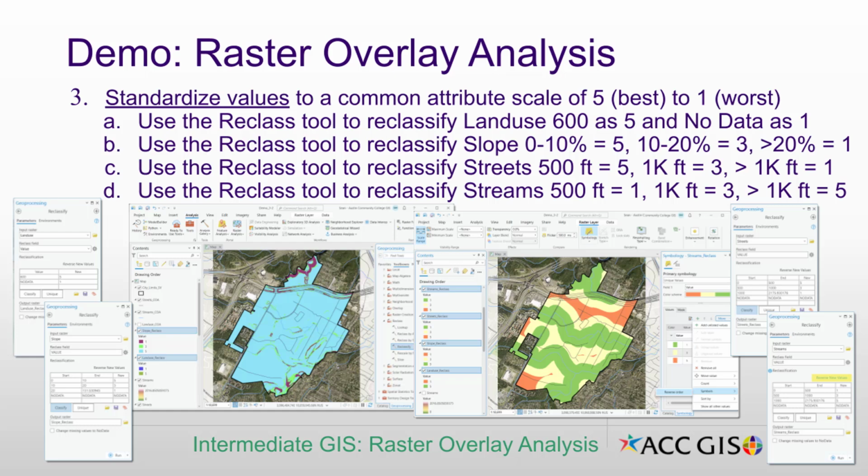And then we'll do the same thing with streams, but we're going to reverse it, because if the composting facility is close to a stream, it might pollute it. So if it's within 500 feet of a stream, that's going to be least suitable, or 1, and greater than 1,000 feet from a stream is going to be most suitable, or 5.